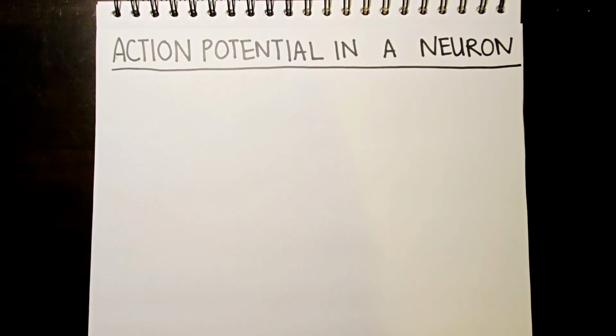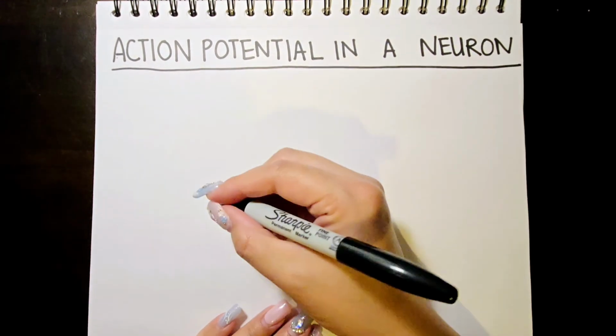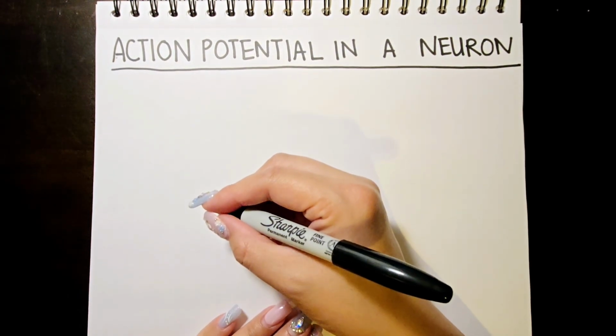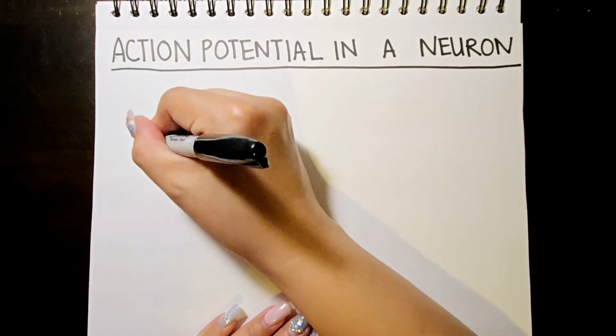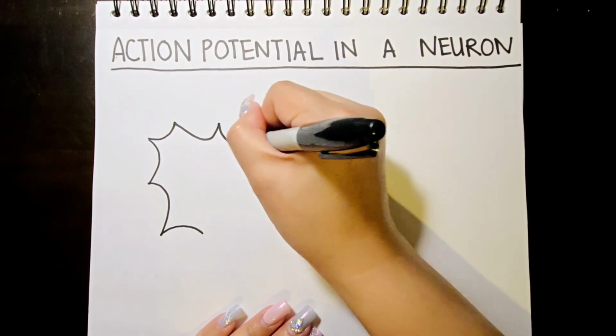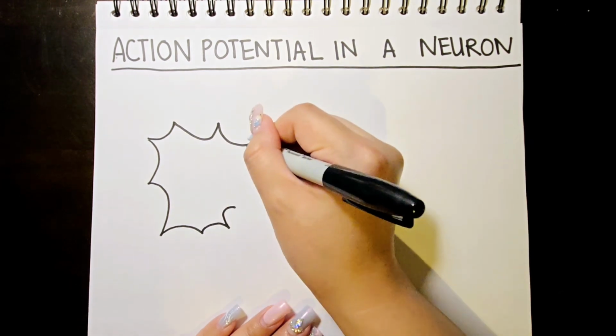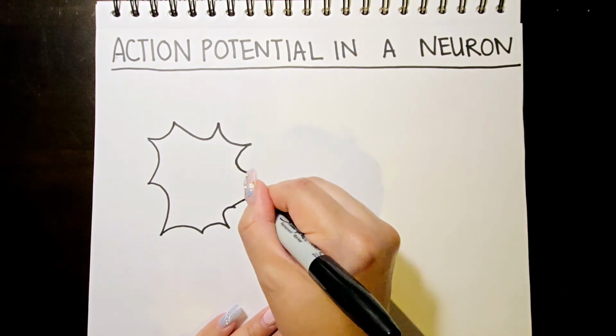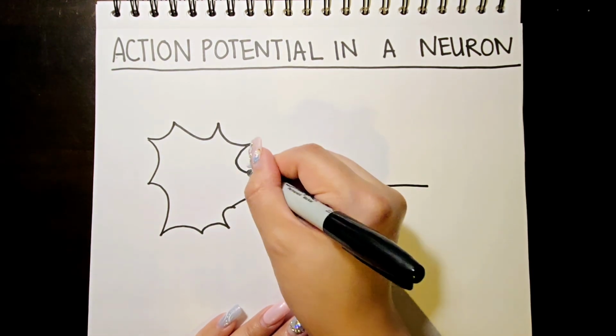Hi everyone! In this video, I will go over how an action potential is generated in a neuron. So first of all, let me go over some of the parts of a neuron. In a neuron, there is a main cell body that I'm going to represent with a little shape like this.